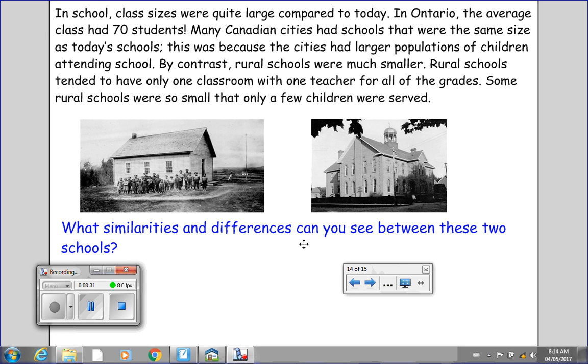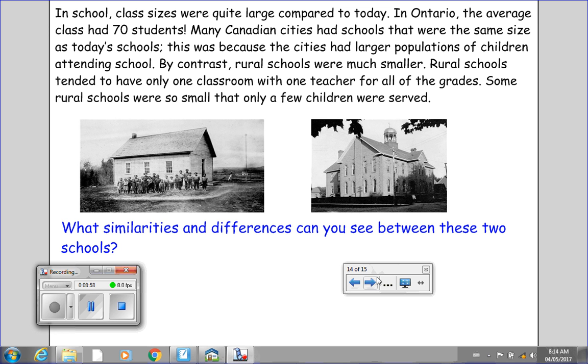And take a look here at these two images, one of a rural school and one of an urban or city school. My question for you is, what similarities and differences can you see between these two schools? So please put the video on pause so that you can take a closer look at the images and write down your response to the question in blue.